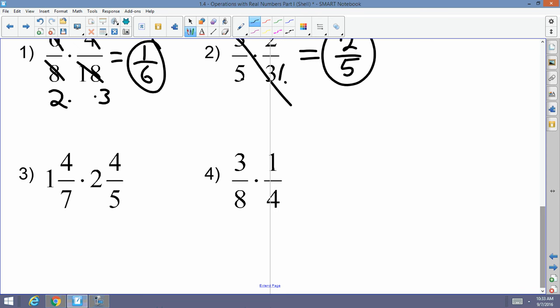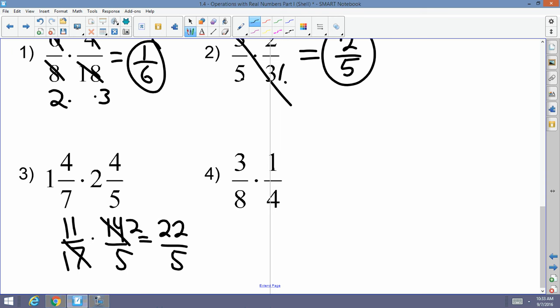So 7 plus 4 is 11 sevenths. And then 5 times 2 is 10 plus 4 is 14 fifths. Can I cross divide anything, my brothers? Yeah, good job, my man. So I take out a 7. 7 goes into 7 one time. 7 goes into 14 two times. So I've got 22 fifths.